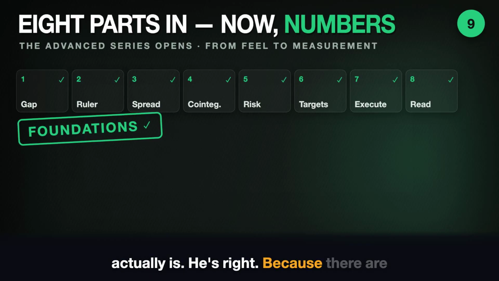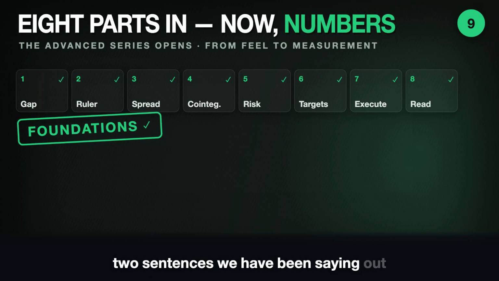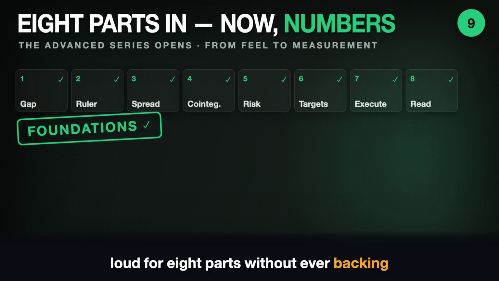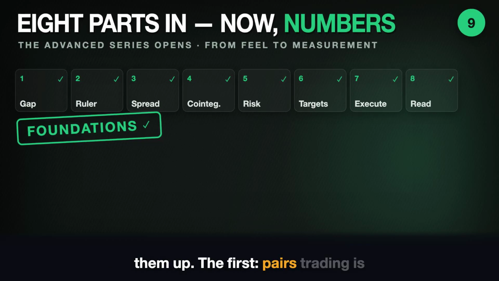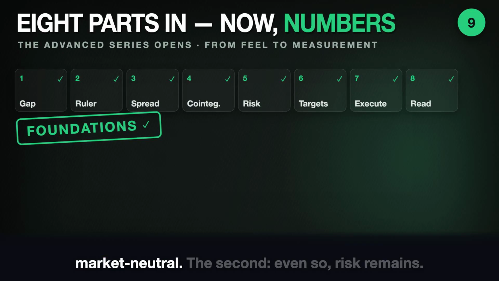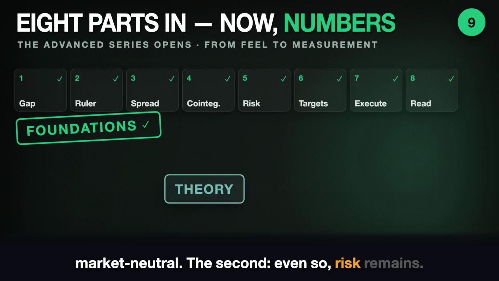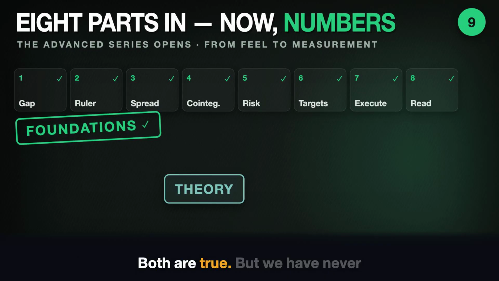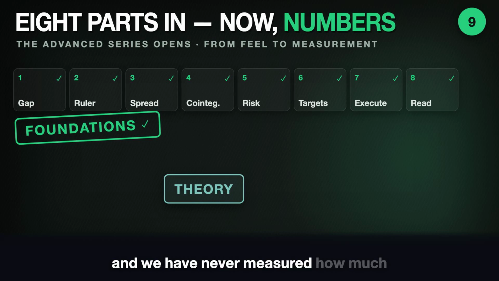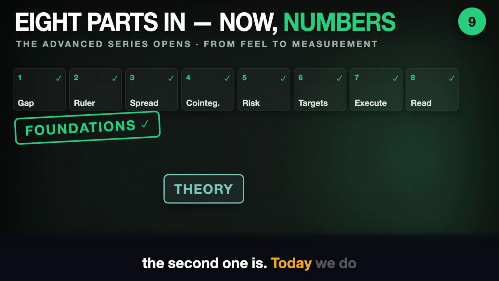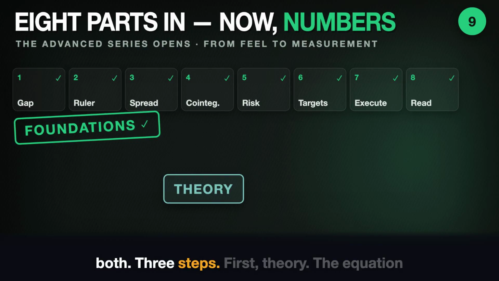He's right, because there are 2 sentences we have been saying out loud for 8 parts without ever backing them up. The first, pairs trading is market neutral. The second, even so, risk remains. Both are true. But we have never proved why the first one is true, and we have never measured how much the second one is. Today, we do both. 3 steps.